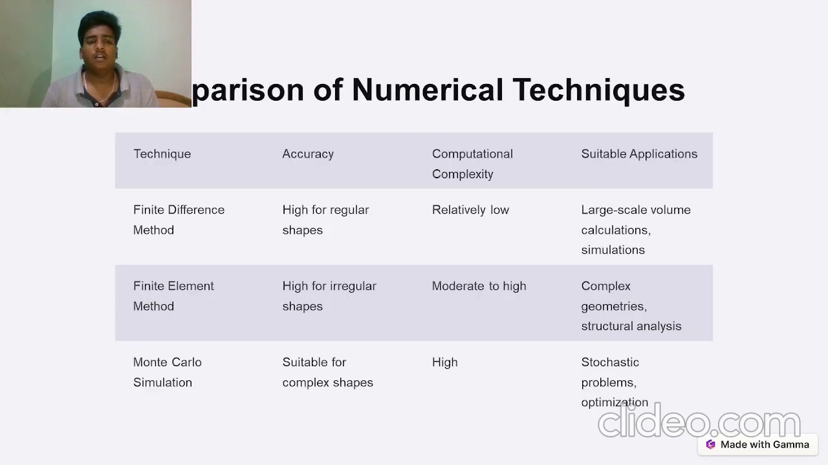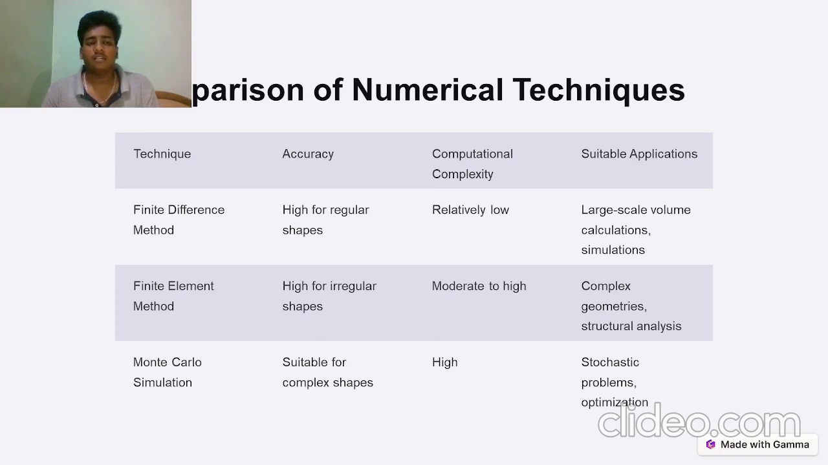So let us know the comparison of numerical techniques. The first one is finite difference. When it comes to accuracy, it is high for regular shapes. When it comes to complexity, it's relatively low. Its application is in large scale volume calculation and simulation.